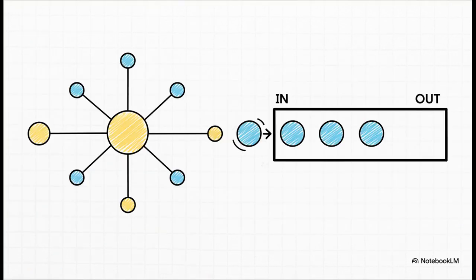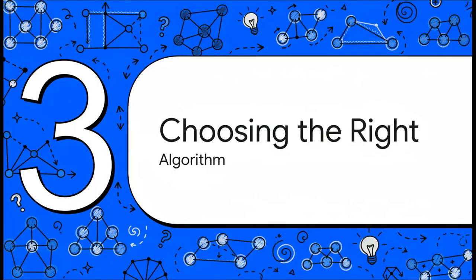So how does it pull this off? Its secret weapon is the queue. As it finds neighbors, it adds them to the back of a line. And it always processes the node at the very front of the line. This first in, first out system is what guarantees it explores level 1 completely before anyone from level 2 even gets a look in. So this all leads to probably the single most important exam question you're going to face.